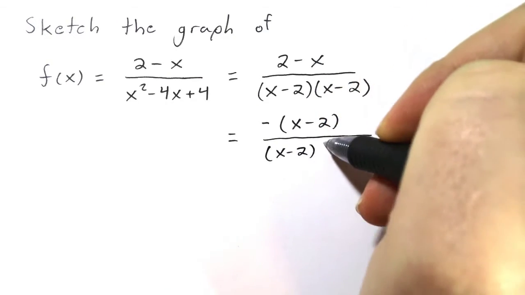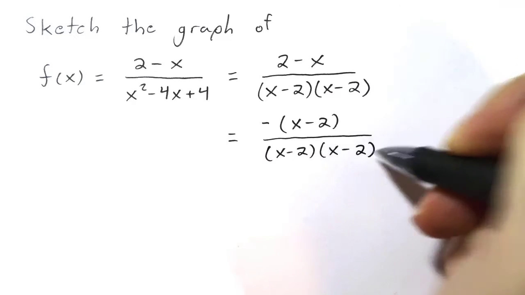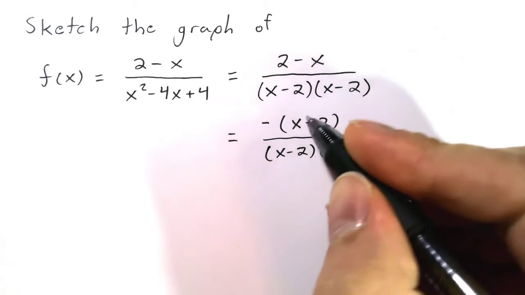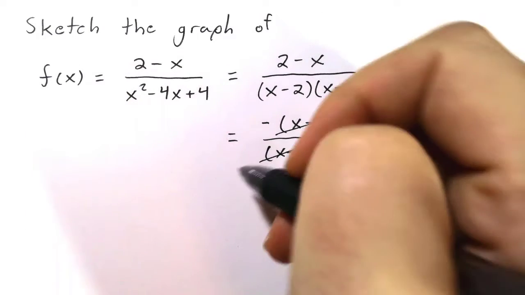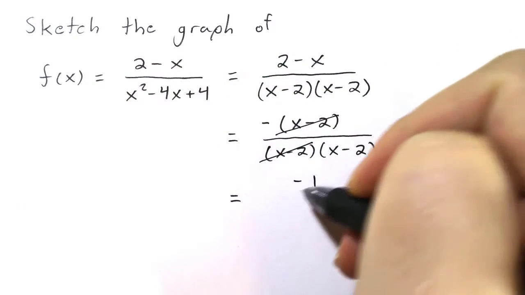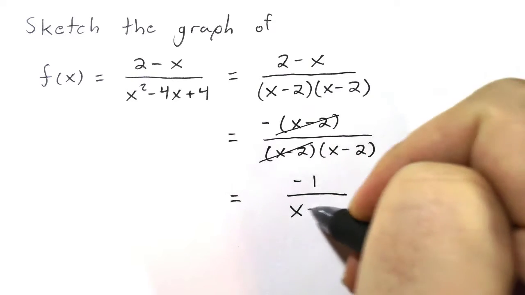And now we see that, yes, there is a common factor between the numerator and denominator, so I can cross these out. What am I left with? Well, I'm left with negative 1 over x minus 2.